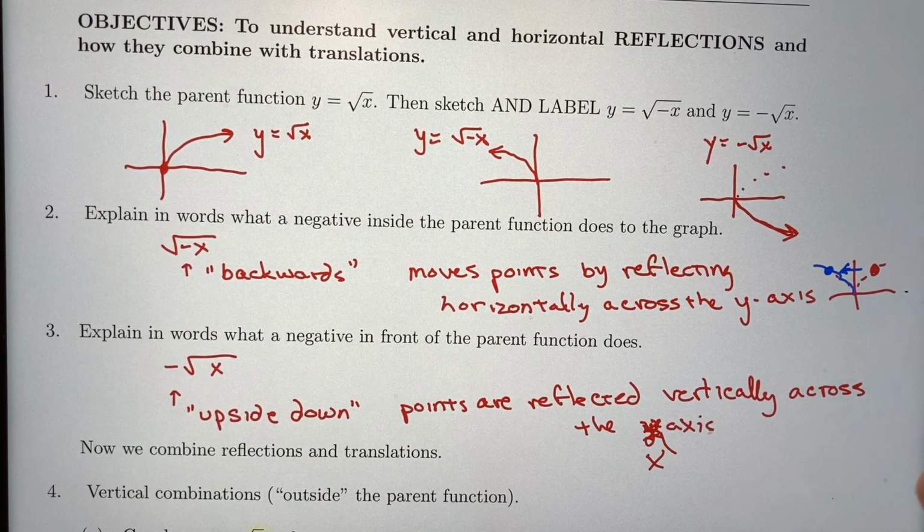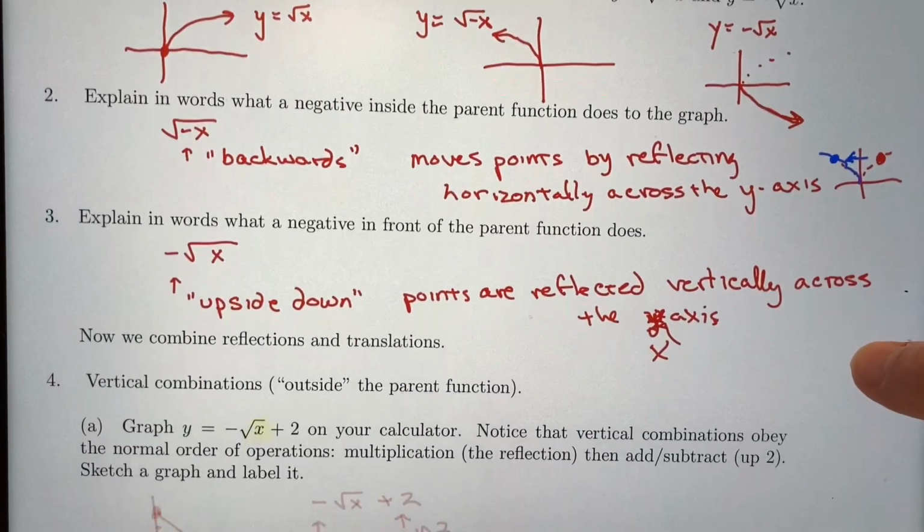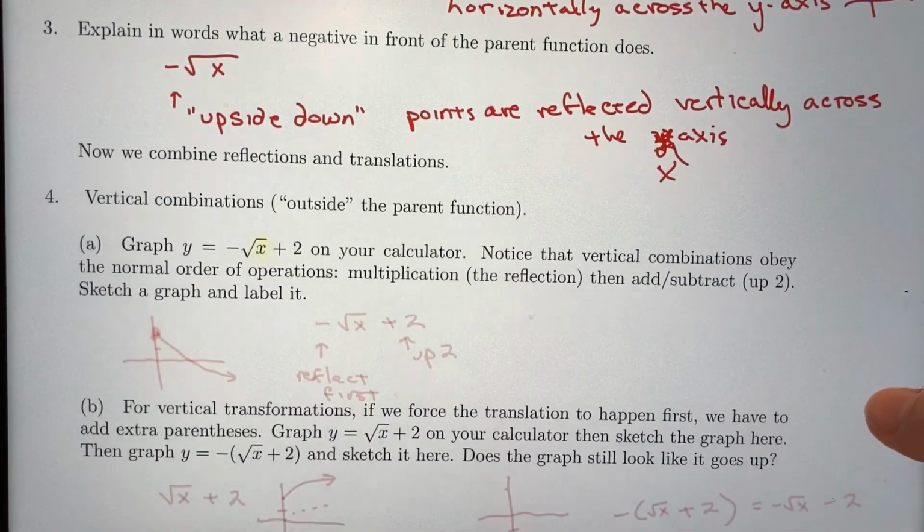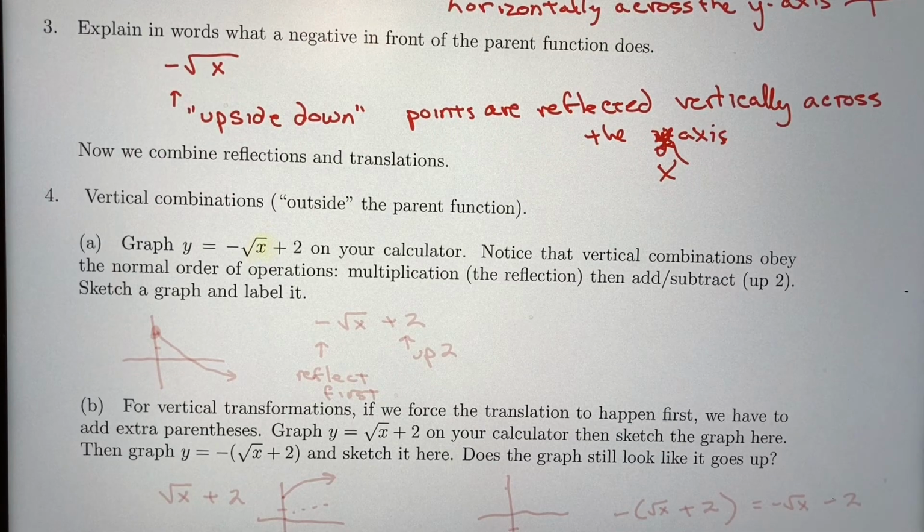As you get more comfortable with this, you might want to think about why this happens. Imagine a point like 9 for x. Y, for square root of 9, would be 3. Negative square root of 9 would be 3 down instead of 3 up.